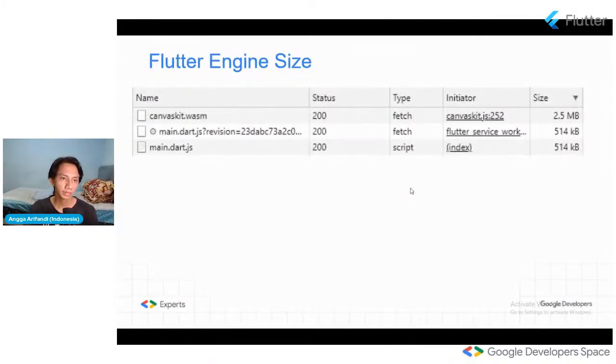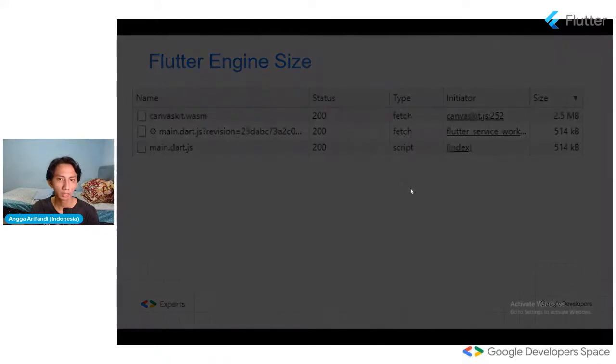Next is the Flutter engine size. At least this is the CanvasKit. The size is a little bit big, I would say. It's 2.5 MB. I saw a talk last night from CodeMate. I think in total they have like 4 MB of Flutter engine in size.